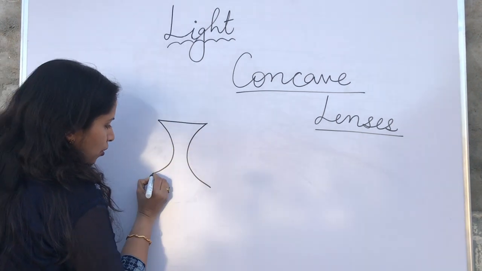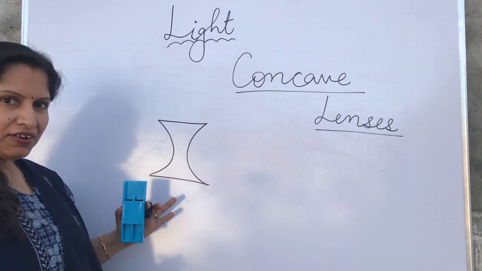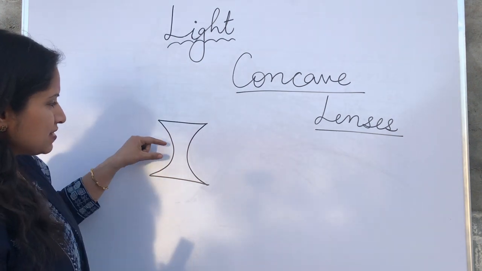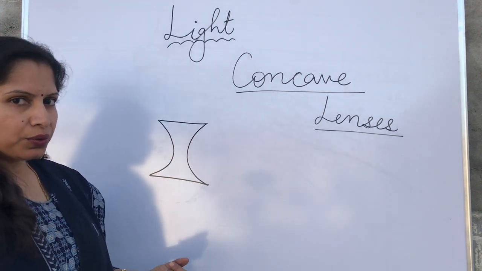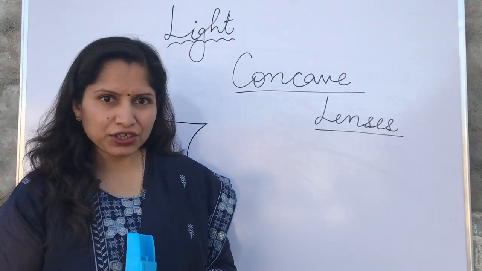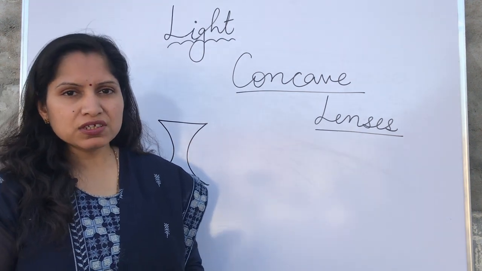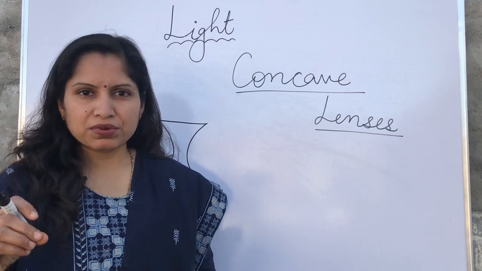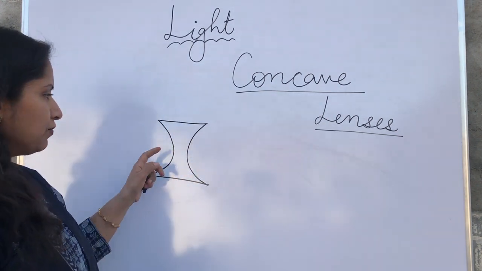This is a concave lens. Remember that a concave lens is one in which the center part is thin and the outer parts are thicker. If you are wearing specs and your number is negative, then you are wearing a concave lens, but if your number is positive, you are wearing a convex lens. So if your spectacles number is negative, you are wearing a concave lens. It's thin from the center.